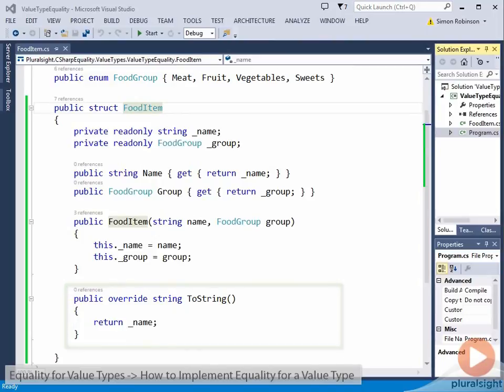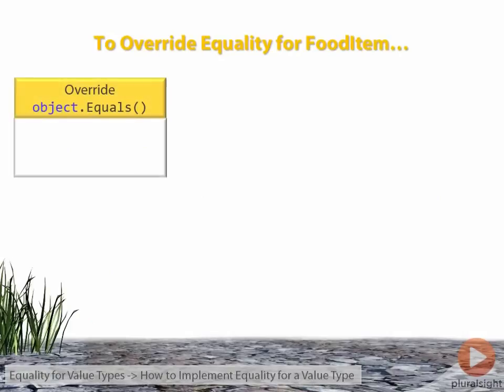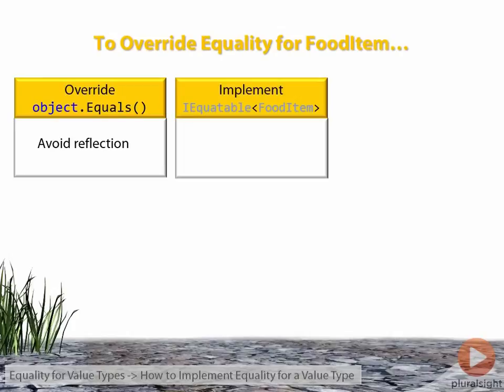And of course the crucial point is that this type is a value type. Let's just go over the things we need to do to implement equality. Firstly, we want to override Object.Equals to make it more efficient and avoid using reflection. That will help performance significantly. But if we really want equality to have good performance, we need to get rid of the boxing too. That's obviously not possible for a method that takes an object as a parameter, and the solution to that is of course to implement IEquatable of FoodItem.